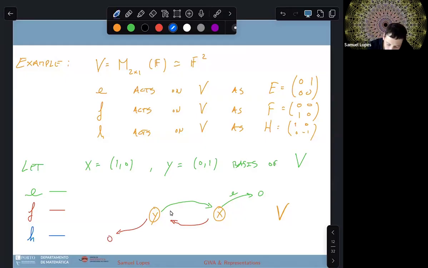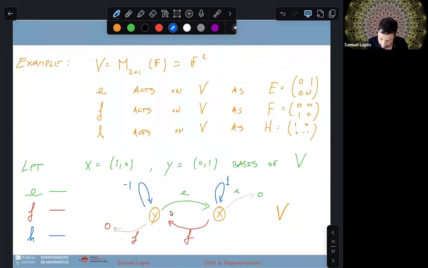And finally, what is H doing? Well, H is acting diagonally, so I'll represent this as loops. So H will send X to 1 times X, that's the eigenvalue, and it will send Y to -1 times Y. Okay? So I have my first, well, technically it's my second representation of SL2. I have the one-dimensional representation, which we discussed, and this is a two-dimensional representation of SL2, which can be depicted in a very, very nice way.